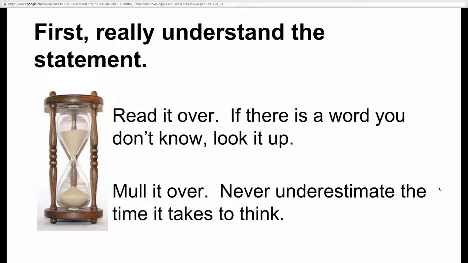So you get your statement, and the very first step that you have to do for perfect sentences is to really understand the statement. You should read it over. And if there's a word that you don't know, you should probably look it up. And then after you read it over, you should mull it over. Never underestimate the time it takes to think, and don't rush into your assignment. Center yourself first.